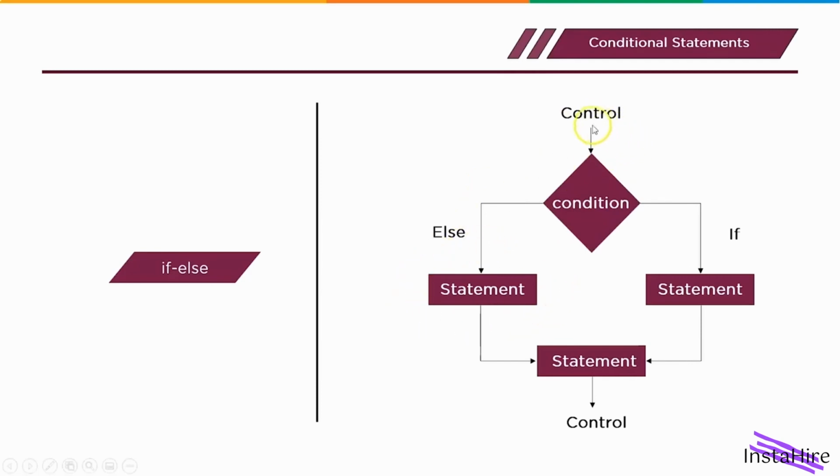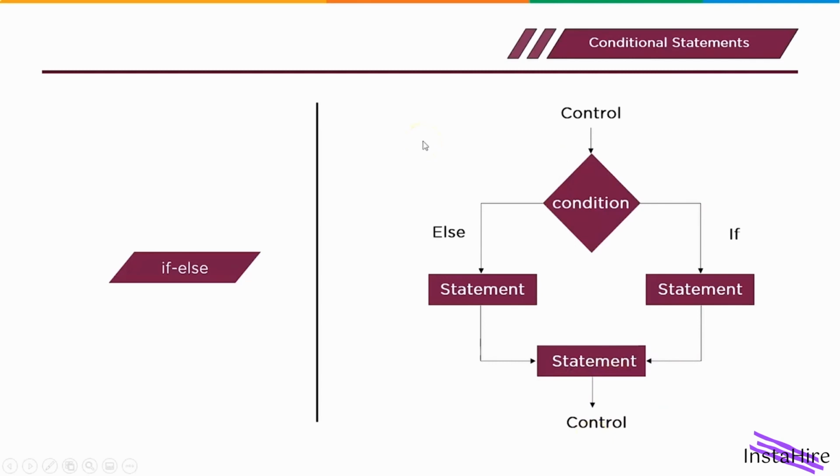Basically, the program control will enter into the condition. So the condition will be checked. If the condition is true, then a particular code segment should be executed. If the condition is false, then another segment on the other hand will be executed. Once either of the statements is executed, the control will enter into the next code segment, and that particular next statement will be executed and the control will exit the loop.